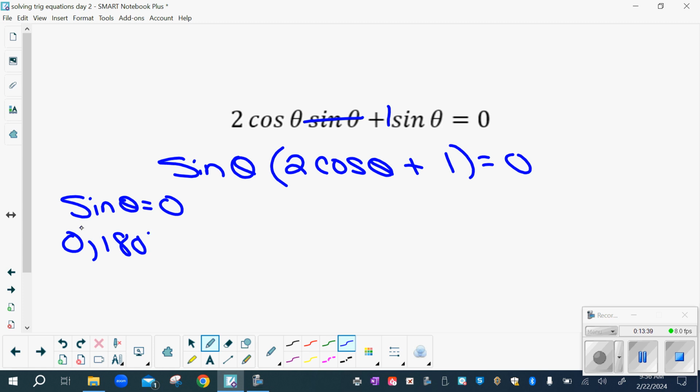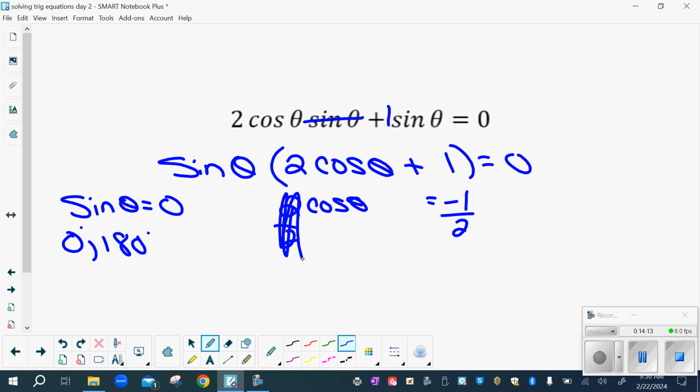Now, this is my other baby problem. Love this one. 2 cosine theta plus 1 equals 0. And we do this just the way we've been doing every other problem. I'm going to move the 1 over, so it's going to become -1. Does that make sense? -1, and then divide by 2. So I'm going to look up on my unit circle everywhere that cosine is -1/2.